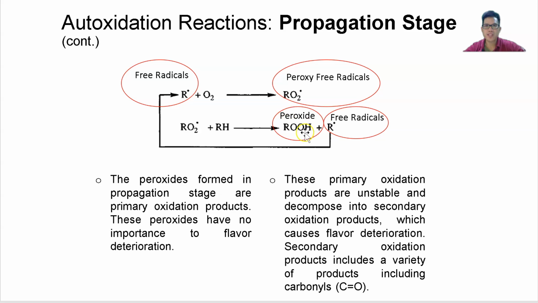The primary oxidation product, the peroxide, quickly decomposes into secondary and tertiary products. Secondary oxidation products include carbonyls, like aldehydes and ketones. All these aldehydes and ketones are usually flavors; they will carry some flavors, as you learned from organic chemistry. And these secondary carbonyl products are going to oxidize further. Especially the aldehydes, they are going to oxidize further to become carboxylic acids.